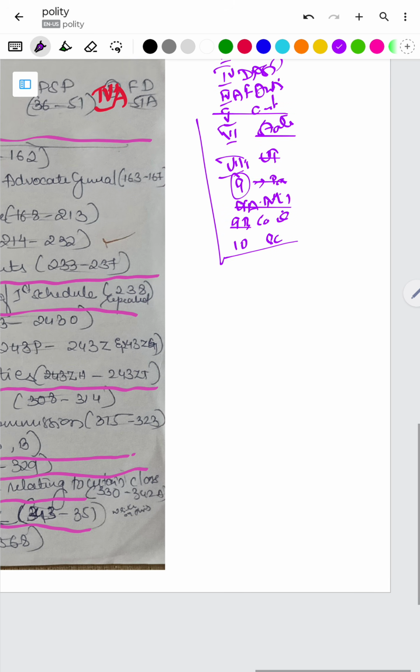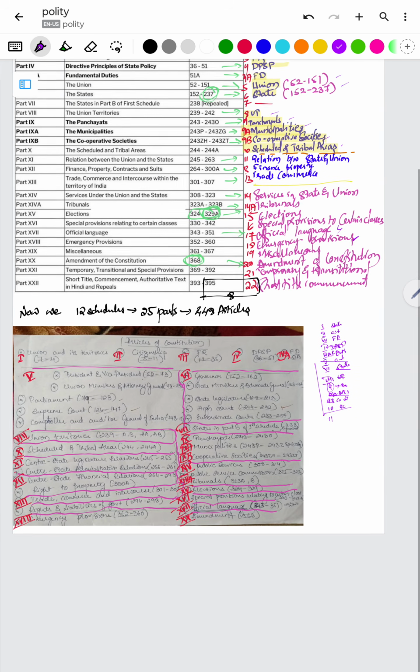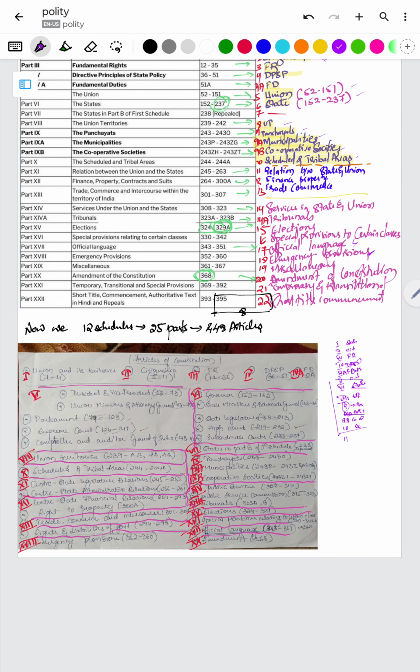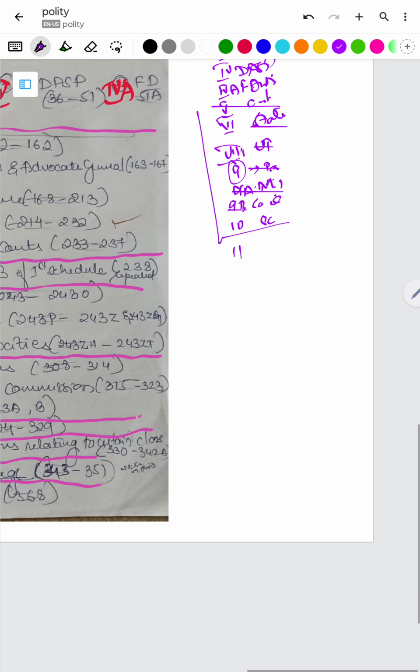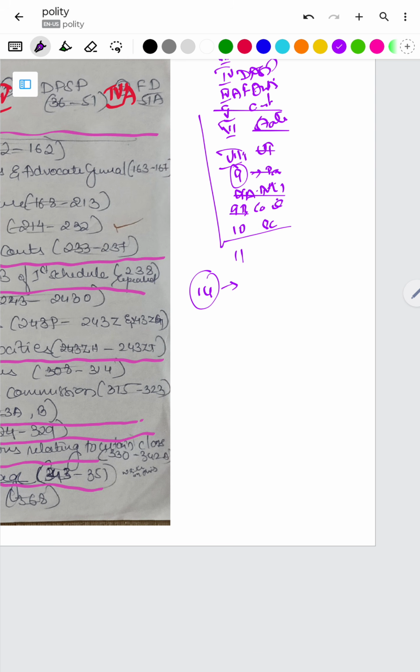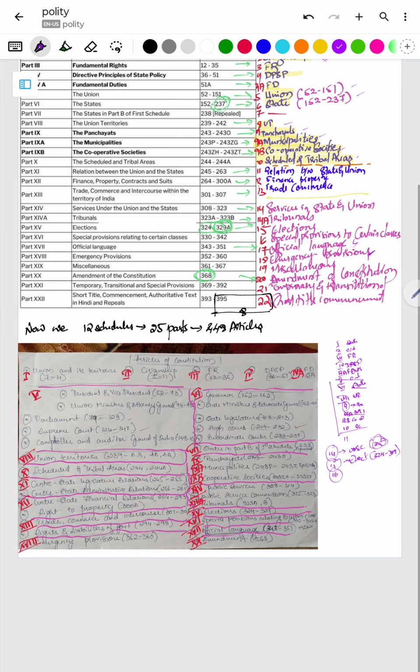Next coming on to 11th, I don't remember. Relation 12th you don't remember also, it's fine. But remember the 14th one where UPSC comes in, 15th where elections comes in, and remember this comes under 315th article, and here 324th article to 329th article. These are very important.